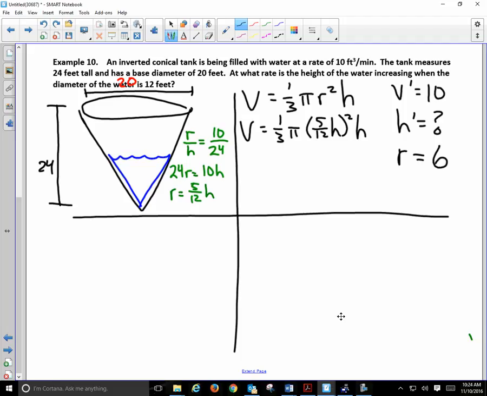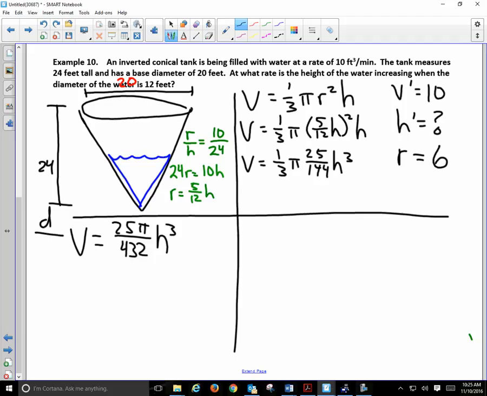Every year I get students who at that point will try to take the derivative. Don't. If you try to take the derivative right now, you'll have to use the product rule with the chain rule. Just square this out and then multiply by h. So we get the volume is equal to 1 over 3 pi times 25 over 144 h cubed, or volume is equal to 25 pi over 3 times 144, which is 432, h cubed.